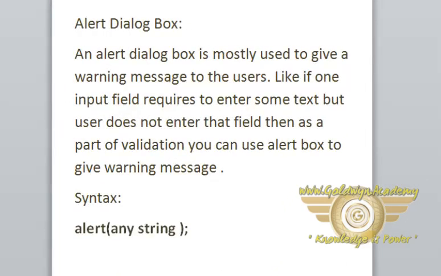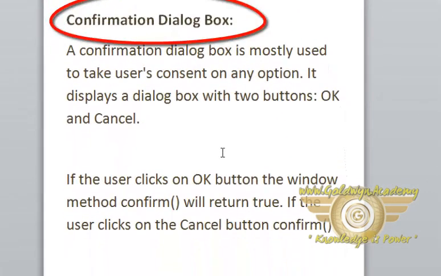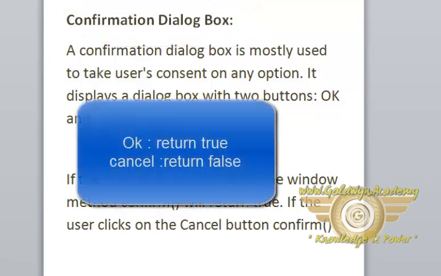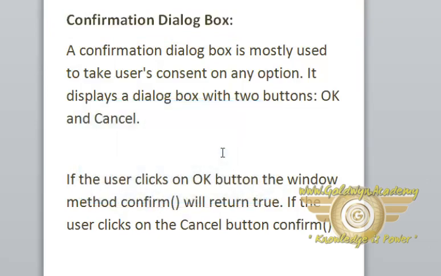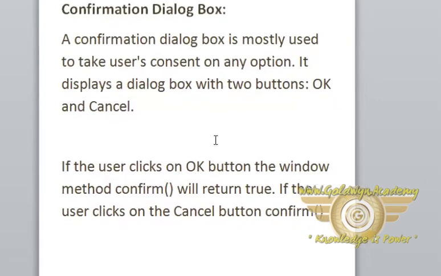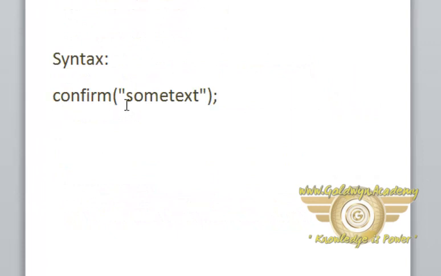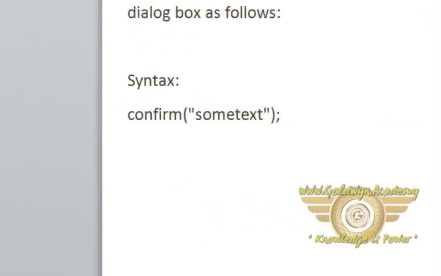Now let's see the confirmation dialog box. A confirmation dialog box is mostly used to take the user's consent on any option. It displays a dialog box with two buttons, OK and Cancel. If the user clicks on the OK button, then the window method confirm will return true. If the user clicks on the Cancel button, then confirm will return false. This is the simple syntax for confirm dialog box. Let's see the example.